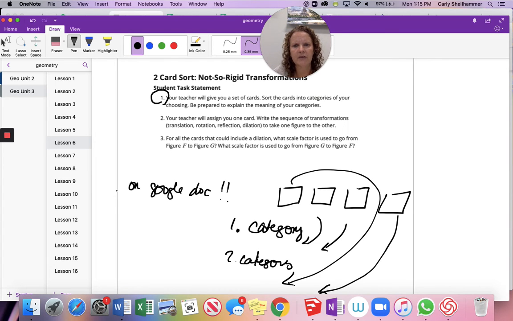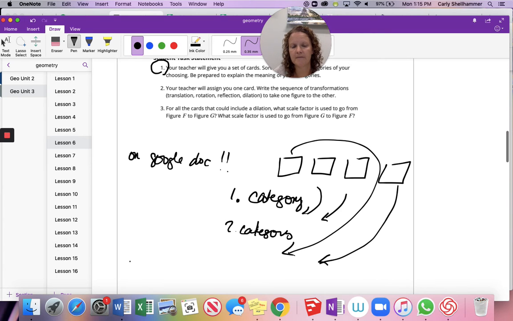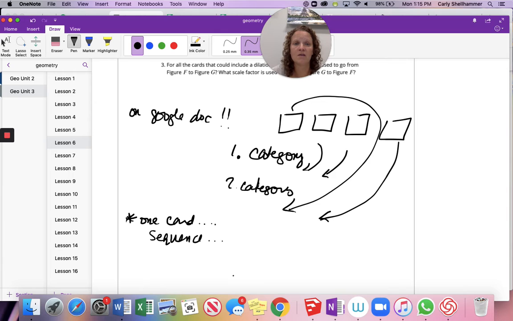Sort the cards into categories of your choosing, and be prepared. And then I'm going to assign you one card, and you're going to write a sequence of transformations to take one figure to another. For all the cards that could include a dilation, what scale factor is used to go from figure F to figure G? What scale factor is used to go from G to F? You're going to do all of those on a Google Doc.